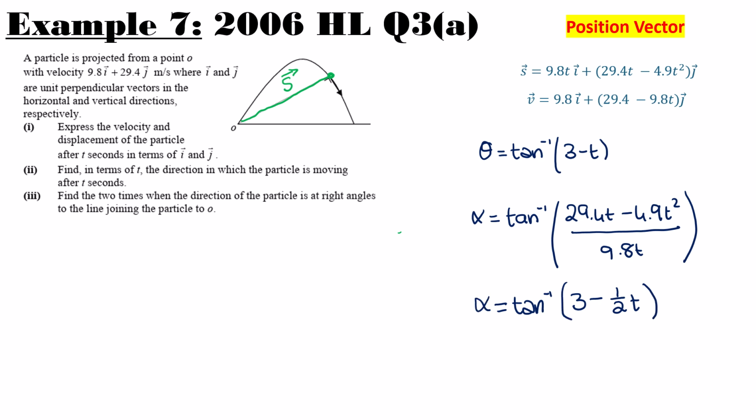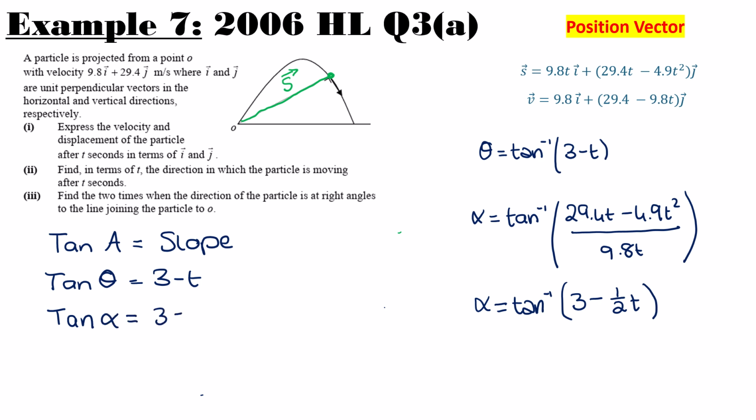So we want these two to be at right angles to each other. The easiest way to do this is to remember that tan of any angle is equal to slope. So the tan of theta is equal to 3 minus t, and the tan of alpha is 3 minus a half t. We can think of this as slope 1 and this as slope 2. If they're perpendicular, slope 1 multiplied by slope 2 should give us minus 1.